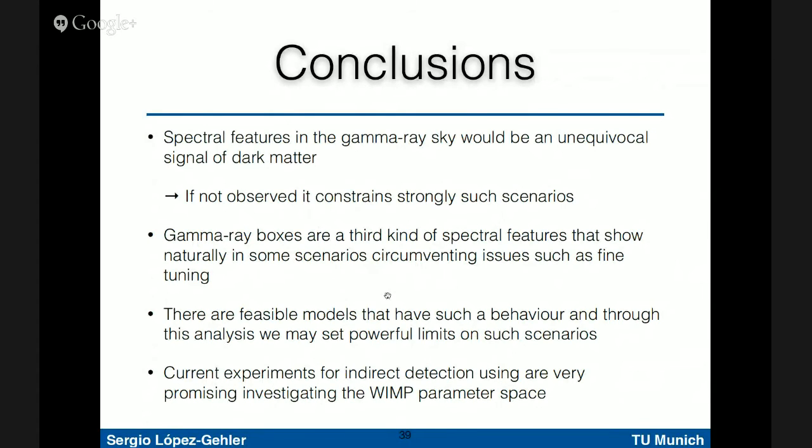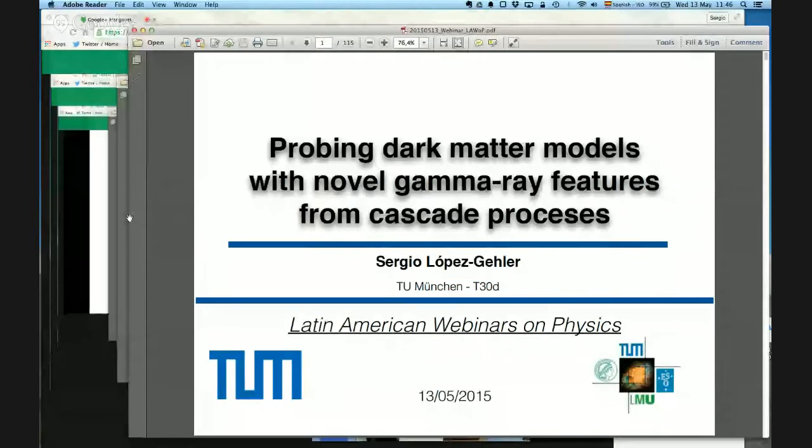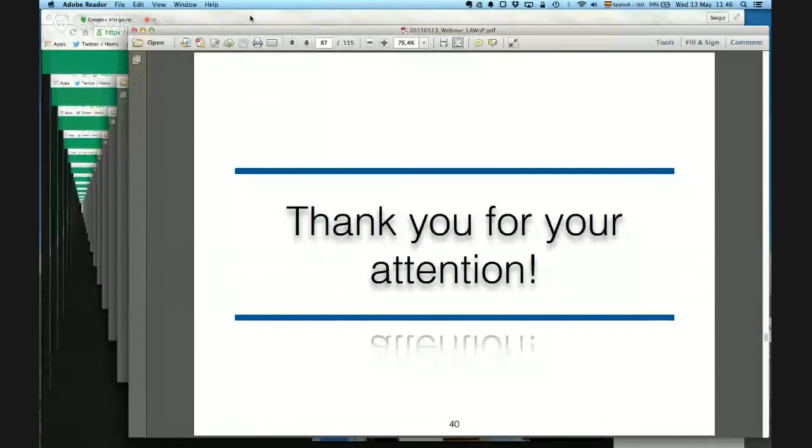So we can always make some claims about models that have this kind of scalar, this kind of cascade decays. There are feasible models that can produce these gamma ray boxes, and also the current experiments that now exist are able to constrain the parameter space of some models that give rise to these gamma ray boxes. So I thank you all for your attention, and I'm going back to my cam.